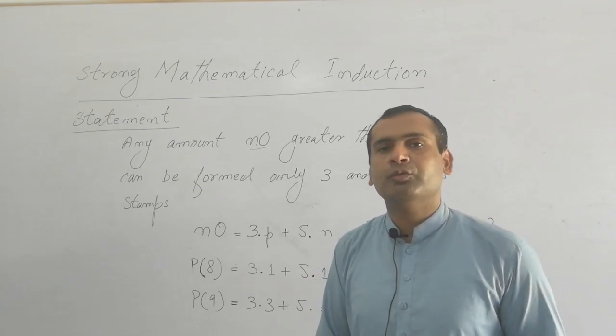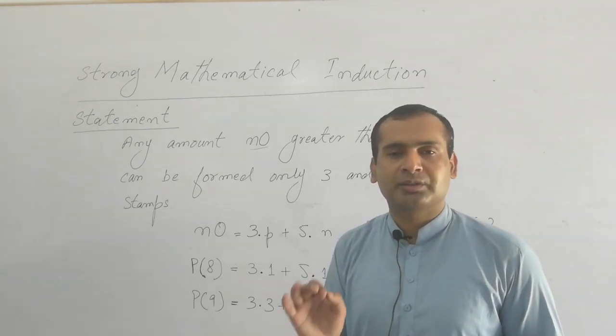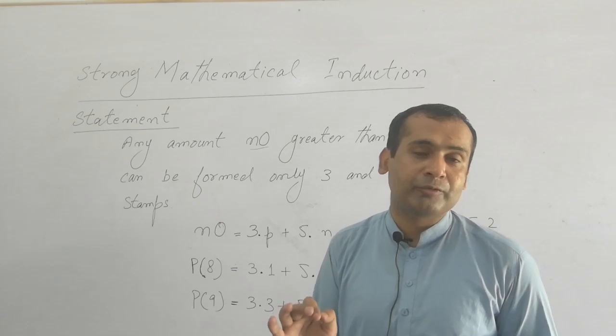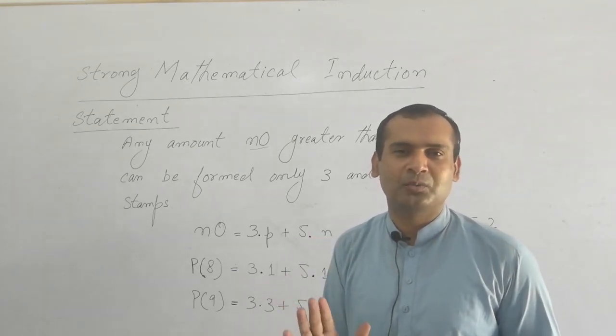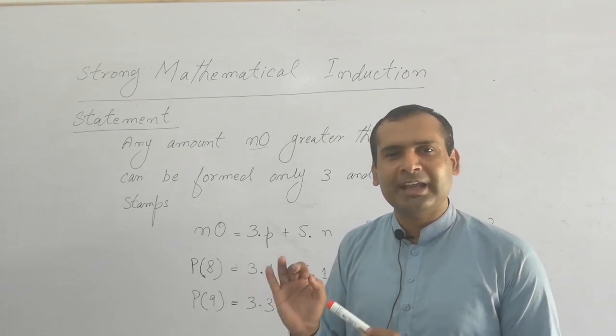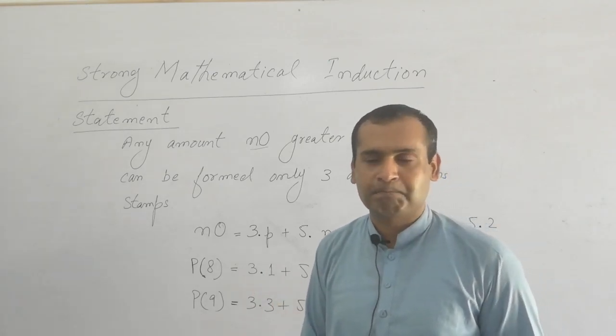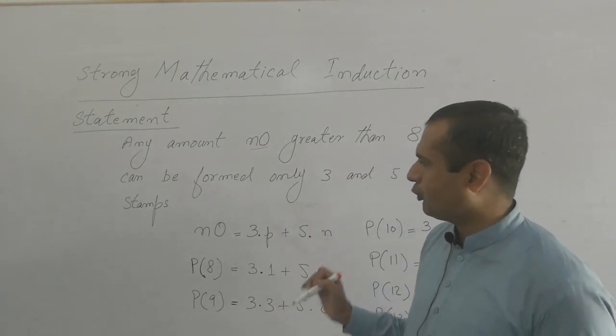I'm repeating, dear students, if you have a 3 coin stamp and a 5 coin stamp, you can form any amount that is greater than 8. So this is a statement and we need to prove it.